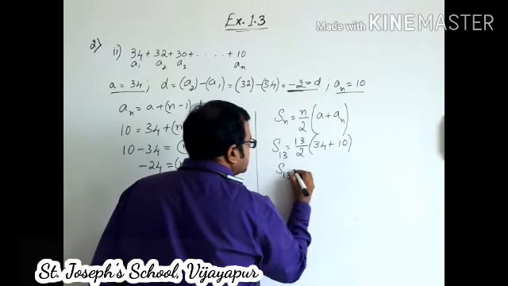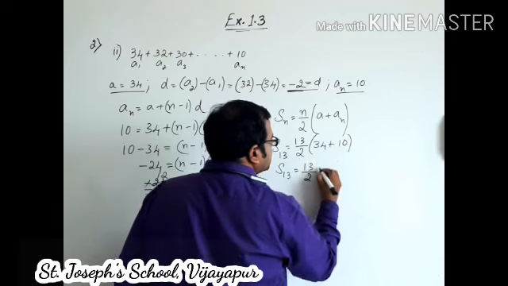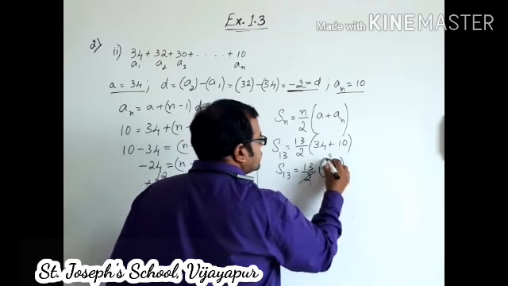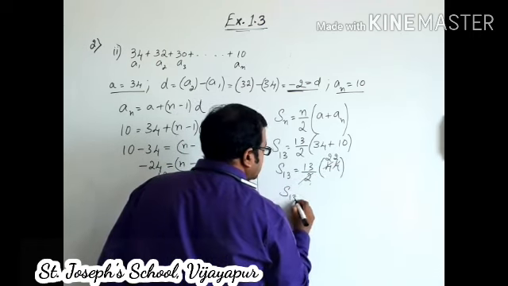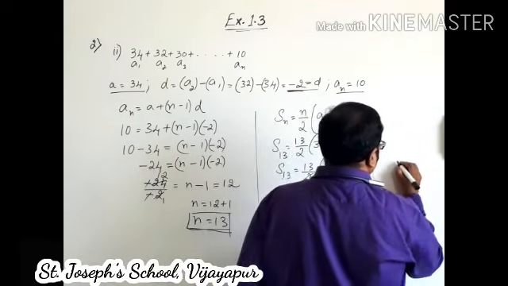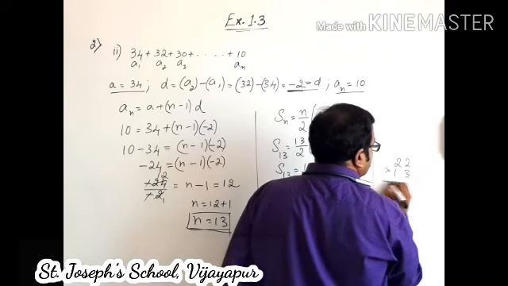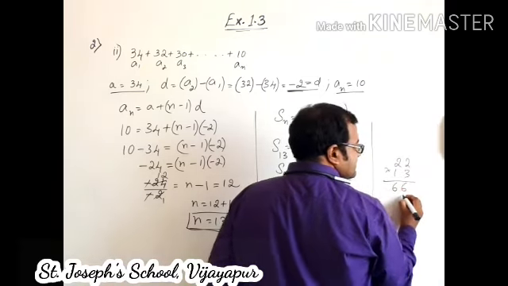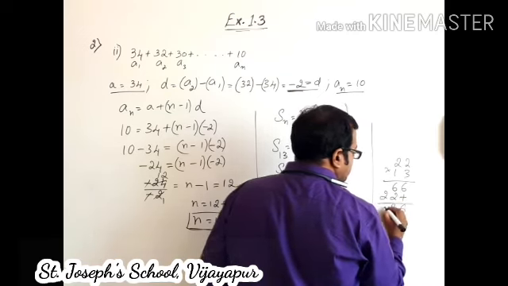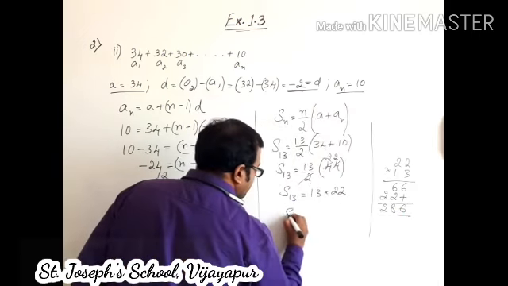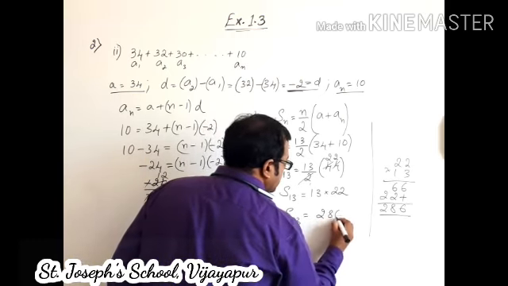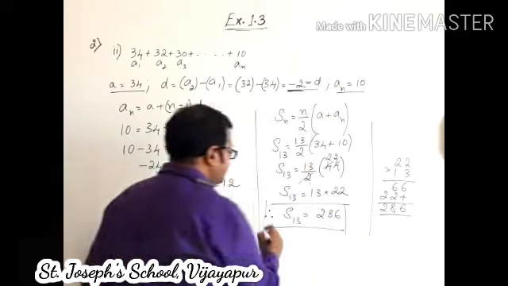Further simplification gives us 13 upon 2 into 34 plus 10 is 44. Since this is a product I can simplify, 2 1s are 2, 2 22s are 44. So S13 is equal to 13 into 22. Product of 13 into 22: 3 2s are 6, 3 2s are 6, plus 1 2s are 2, 1 2s are 2. Answer becomes 286. So S13 is equal to 286. That is the answer.